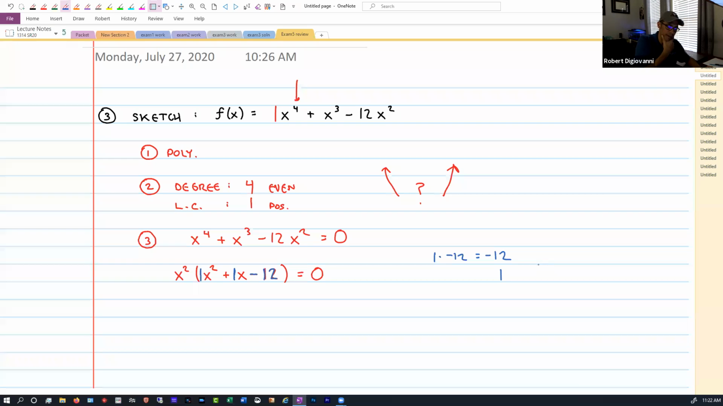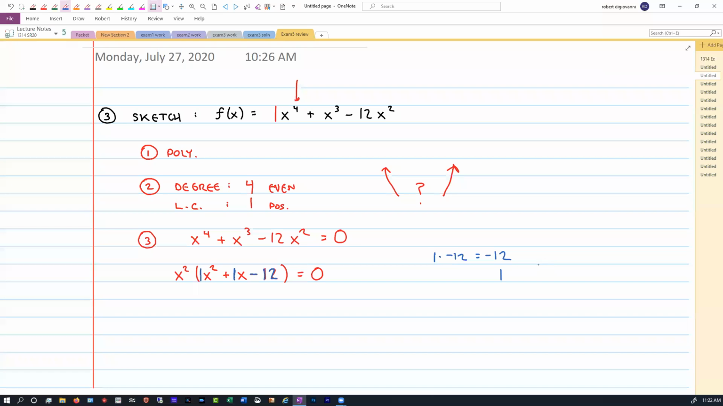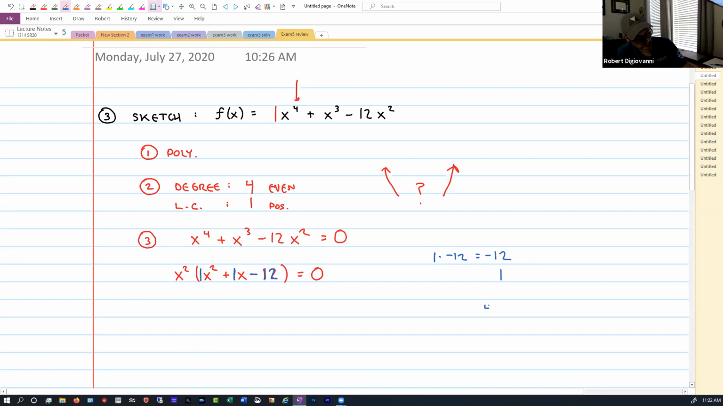Multiply to be -12, add up to be 1. Positive 4 and -3. Good. Positive 4, -3. And so what we're going to need to do is take this expression. I'm going to do it over here on the side. I'm going to just do a quick little grouping on this.